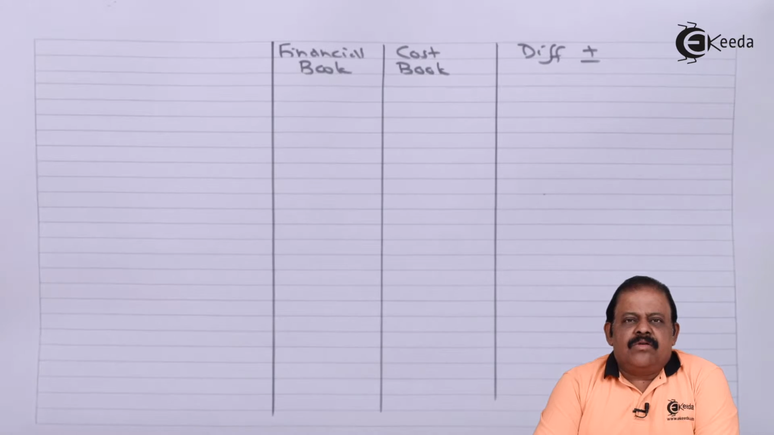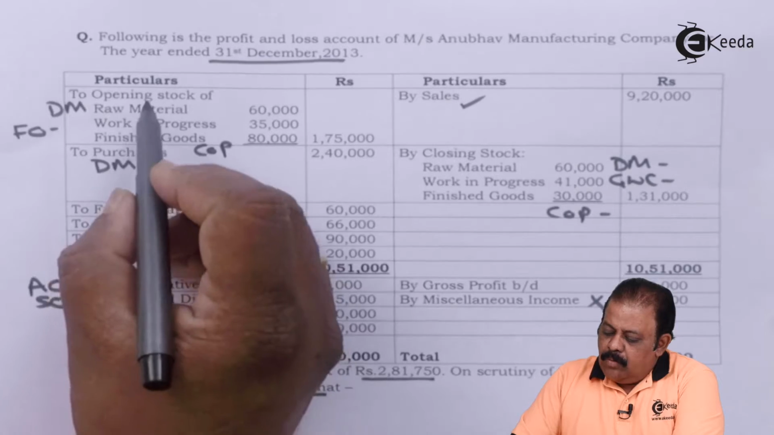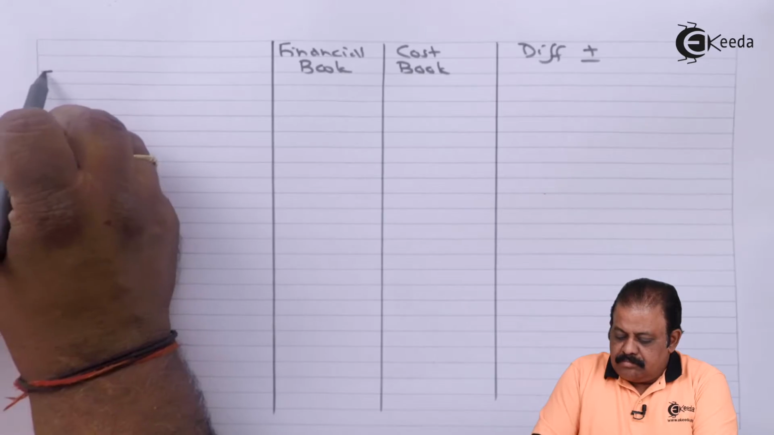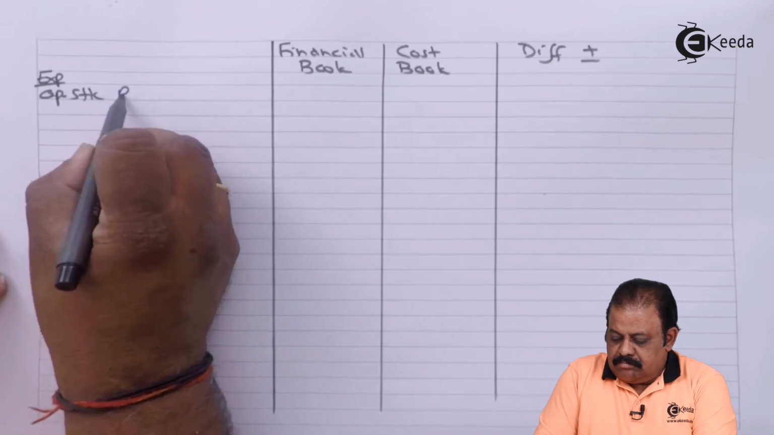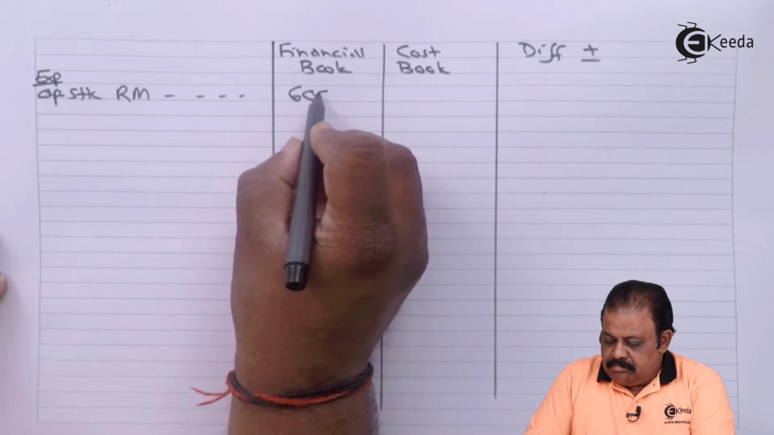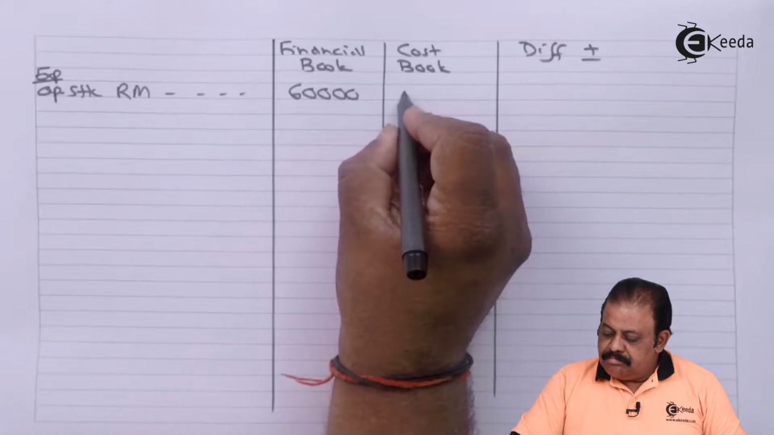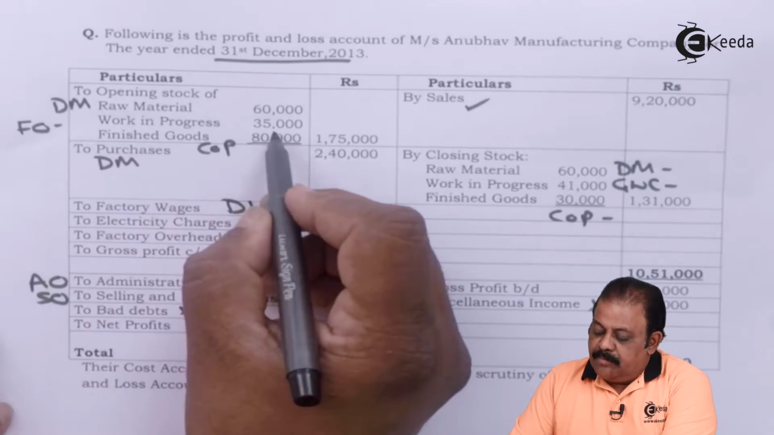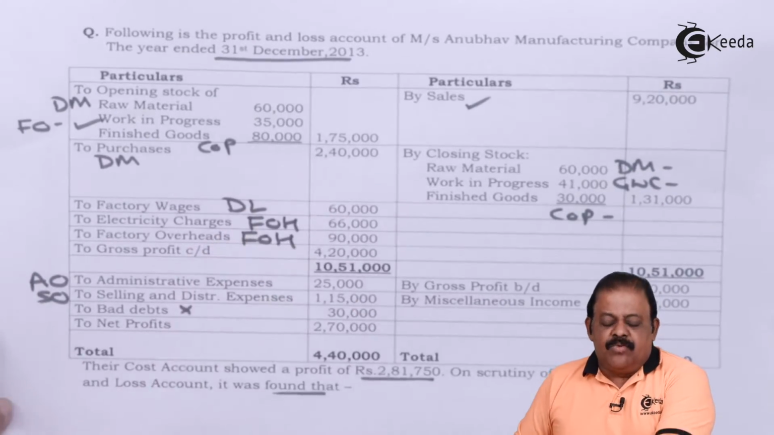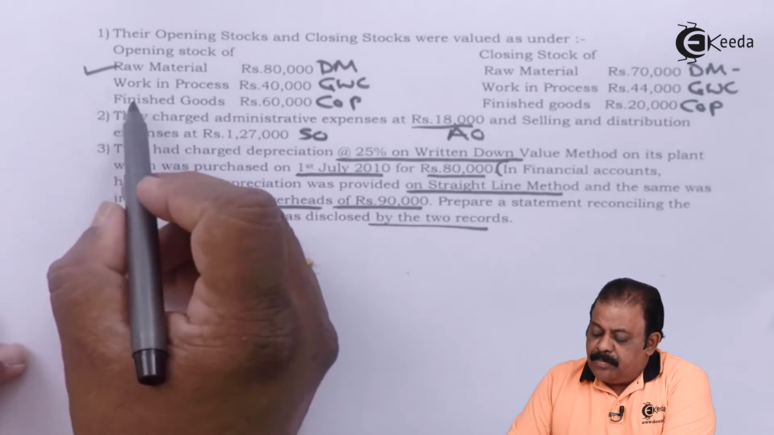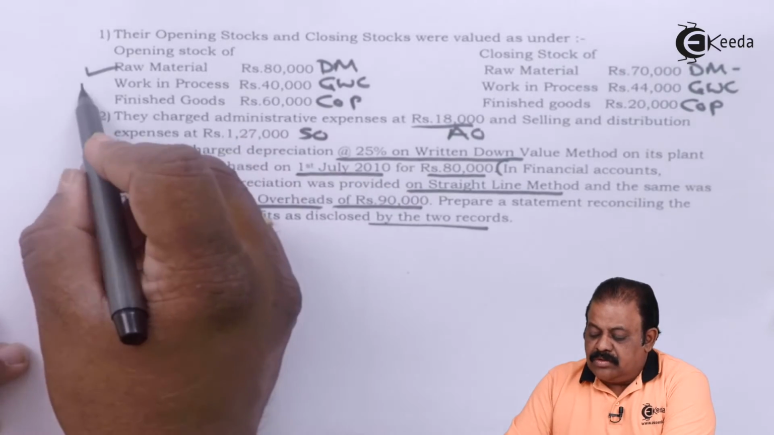Let us prepare a working note to fix the signs, whether a particular item is to be added or subtracted in the profit reconciliation statement. Opening stock of raw material is 60,000 as per financial book. In cost book, opening stock of raw material is 80,000. Opening stock of work in progress is 35,000 as per financial book. As per cost book, work in progress opening stock is 40,000.